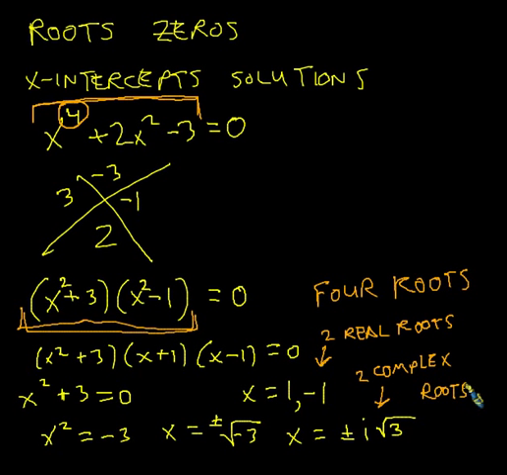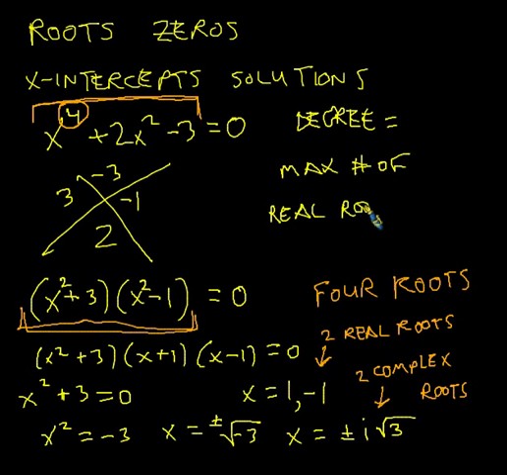So it turns out that when we're looking at polynomials, if you look at the degree of a polynomial, that tells you the maximum number of real roots. So the degree is equal to the max number of real roots. And that's worth making note of. Okay, I have a ton more things to share, but I think I'm going to cut for right now.